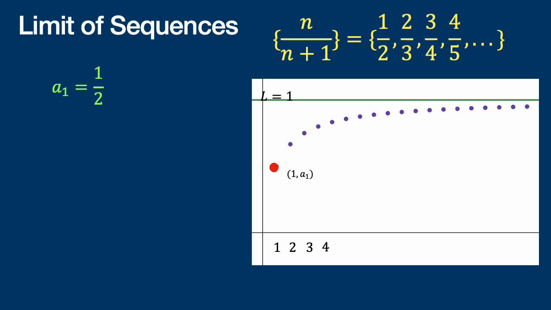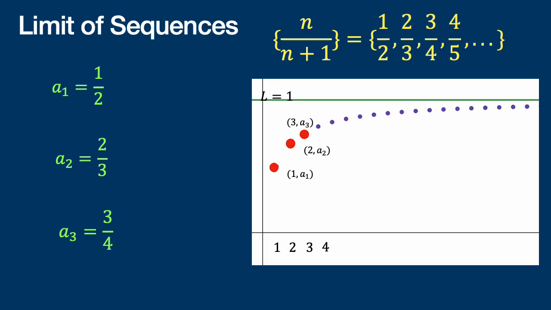Same thing, a2 is going to be 2 over 3, that's the second term, n equal 2, find the y value 2 over 3. This point represents (2, a2). For n equal 3, the a3 value is going to be 3 over 4, then you put n equals 3, find the y value, and plot that point 3 and 3 over 4 right there. That's going to be (3, a3).